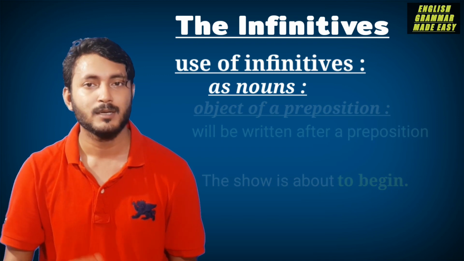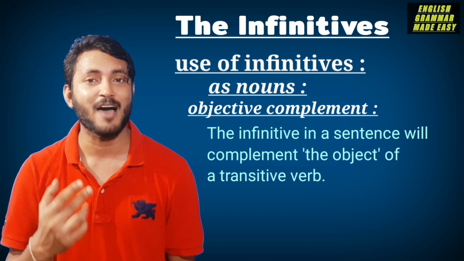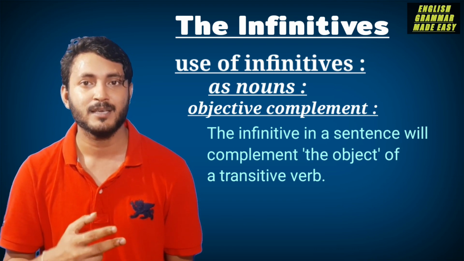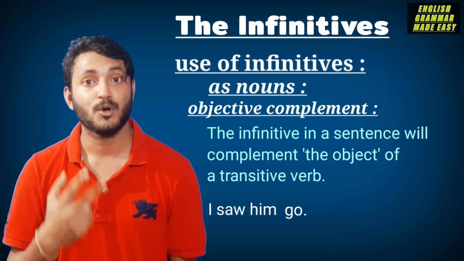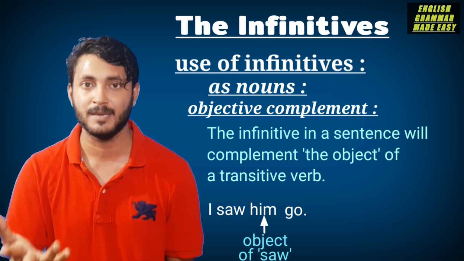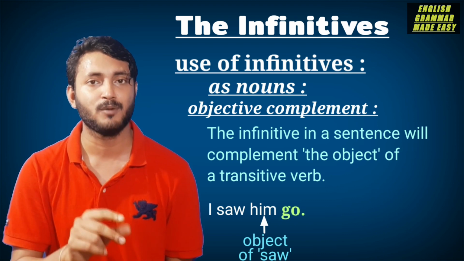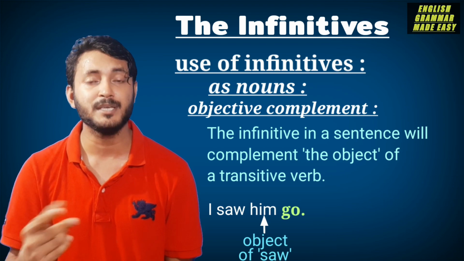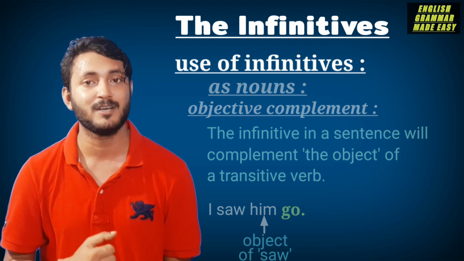Okay. Next one, objective complement. An infinitive will be written after an object. If I say, I saw him go. Saw is the main verb. Him is the object of the main verb saw. Saw whom? Him. So him is the object. And go is complementing that object him. That's why here go is our infinitive which is used as an objective complement.